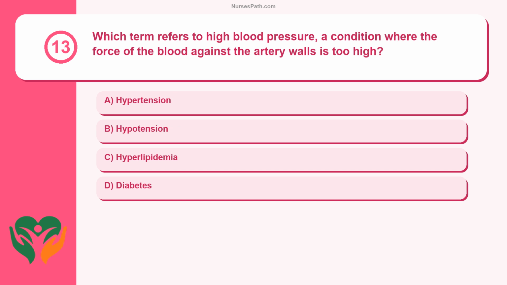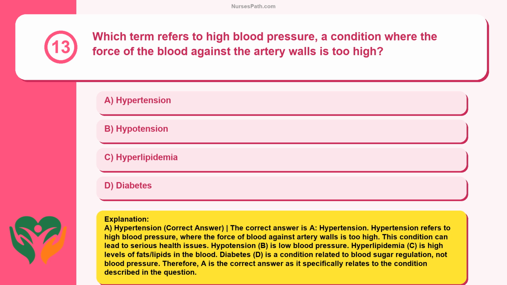Question 13. Which term refers to high blood pressure, a condition where the force of the blood against the artery walls is too high? Hypertension, hypotension, hyperlipidemia, diabetes. A. Hypertension. Correct answer. The correct answer is A. Hypertension. Hypertension refers to high blood pressure, where the force of blood against artery walls is too high. This condition can lead to serious health issues.